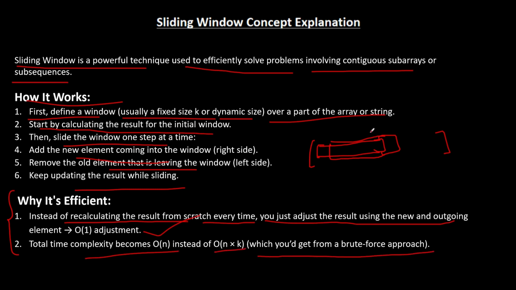brute force approach. The brute force approach is basically: start from i, go till i plus k, where k is the size. Then again you start with i plus 1, and again you go k times, and this is how you go, right? So this boils down our complexity to O of n.